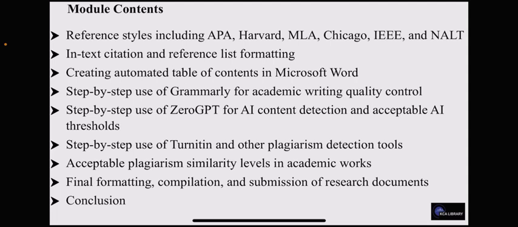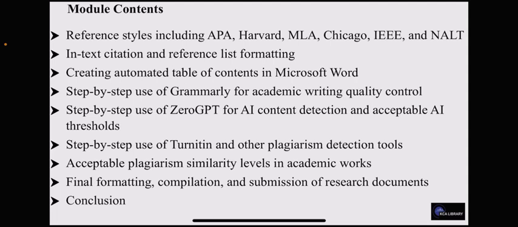The first one is the reference styles. We'll be looking at the reference styles including APA, Harvard, MLA, Chicago, IEEE, and we'll also look at in-text citation and reference list formatting. After that, we'll move on to creating an automated table of contents in Microsoft Word.